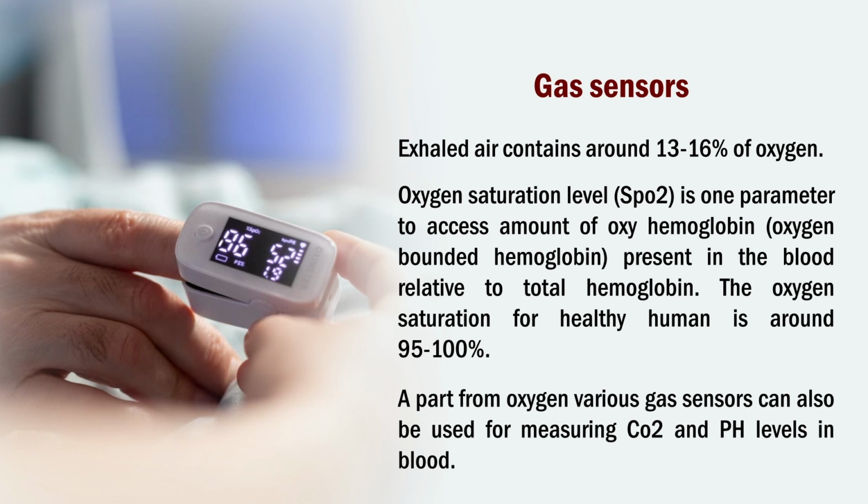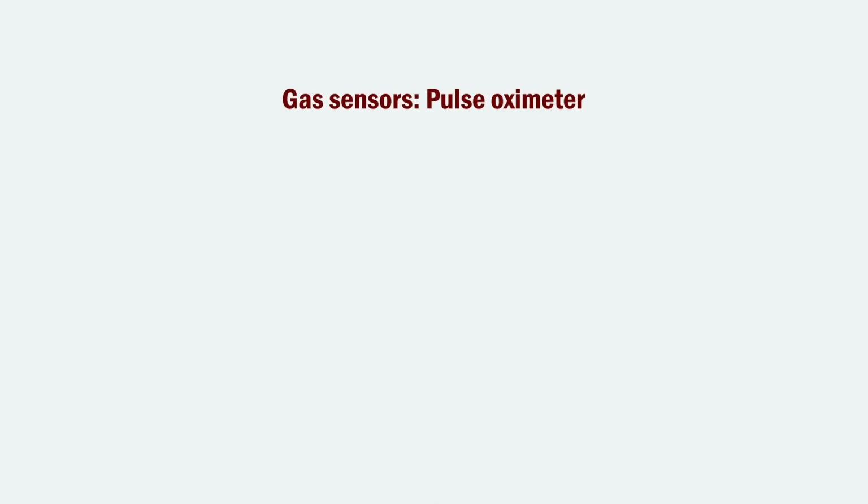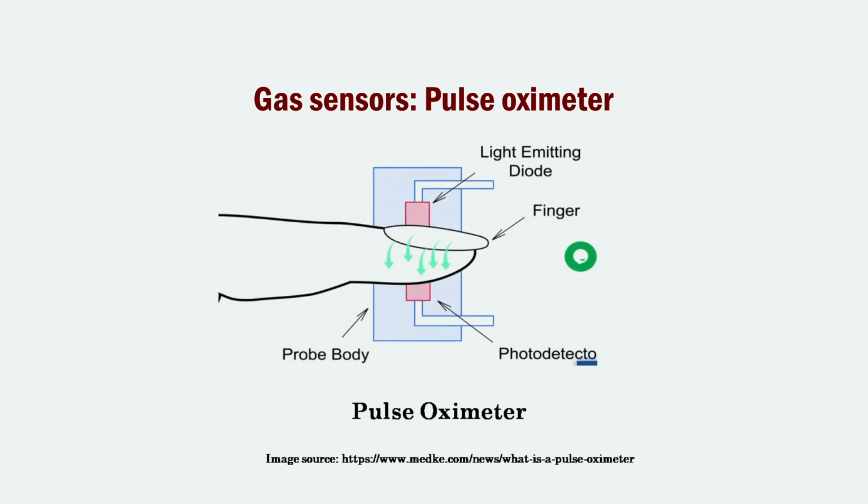Apart from oxygen, various gas sensors can also be used for measuring carbon dioxide and pH level in the blood. The pulse oximeter is one of the most popular types of gas sensor used commercially. It is a non-invasive, cheap and convenient technique for measurement of SpO2 level. Blood consists of oxyhemoglobin and deoxyhemoglobin. It is based on the fact that each light has a different wavelength, red light having a wavelength of 650 nanometers, IR radiation 950 nanometers.